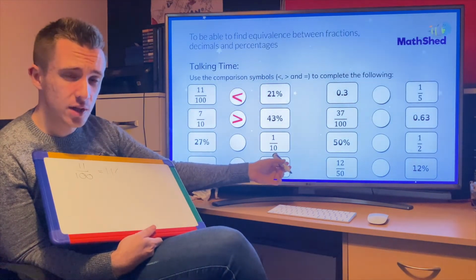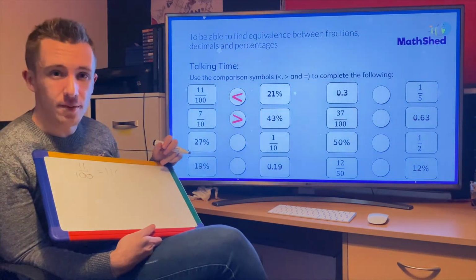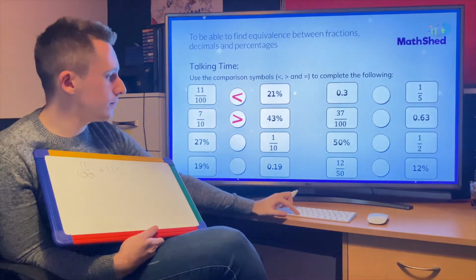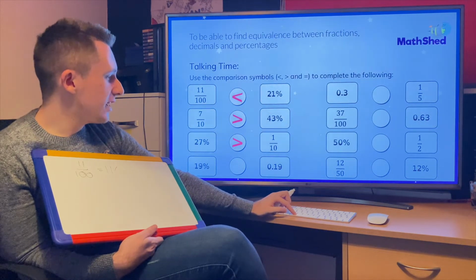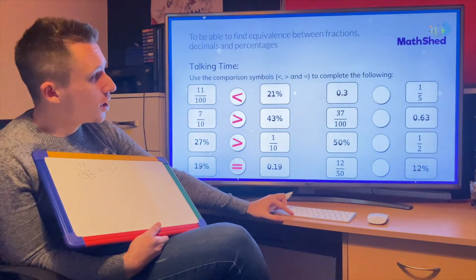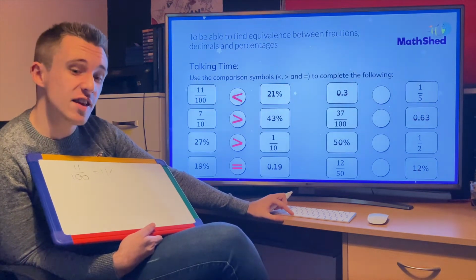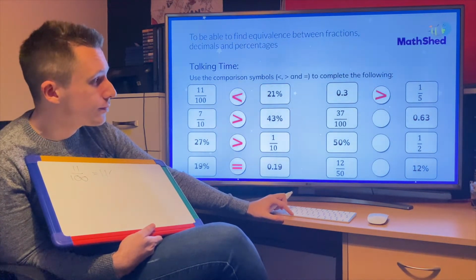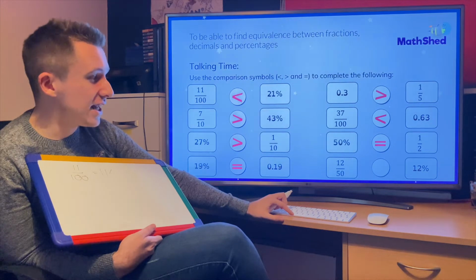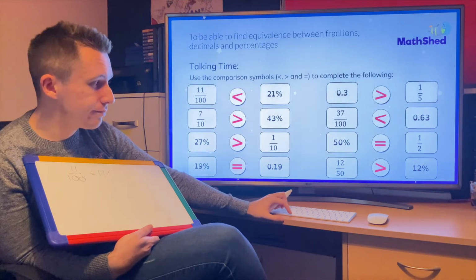1 over 10 would be 10%, because remember, you might have thought to yourself, it's 1%. No, that would be 1 over 100. 1 over 10 would be 10%. There we are. Now we've got 19% and 0.19. Well, they are actually both the same. Moving over here, I don't see that one being any difficulty. Just remember that 1/5, you would need to turn it into something over 10 to make it easy for you. This one I think would be fine. 50% is the same as a half. And again, 12 over 50, you'd need to double it to make it over 100. And that would be there.